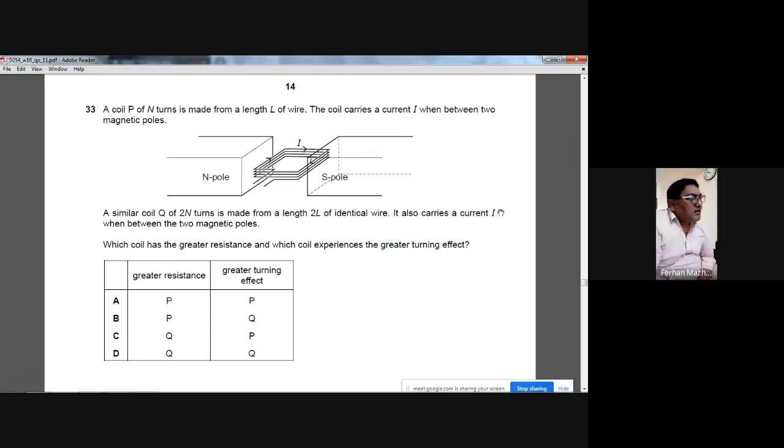The coil Q has more number of turns, and it has longer length. The coil which has the longer length, 2L, will have more resistance. So the second coil, which was Q, will have greater resistance. The second coil also has more number of turns, and the more number of turns, the greater the turning effect. So both for Q. D is the choice. For 33, we think D is the choice.